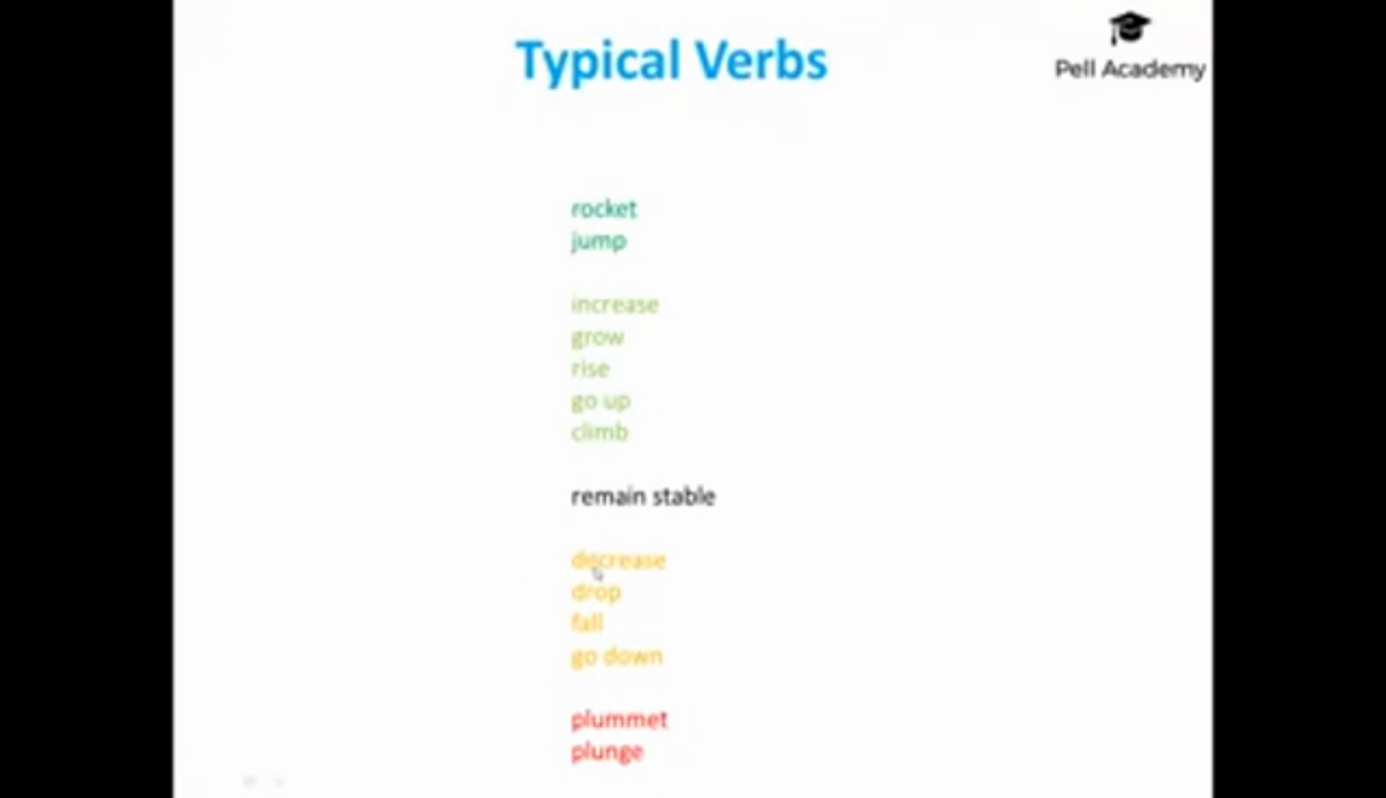The same with these 4 in orange, so decrease, drop, fall, go down. So those 4 you can use interchangeably. They have the exact same meaning. They're direct synonyms. So it's good to know them. You can use them in pretty much all graph and all chart essays, as you can with the light green.